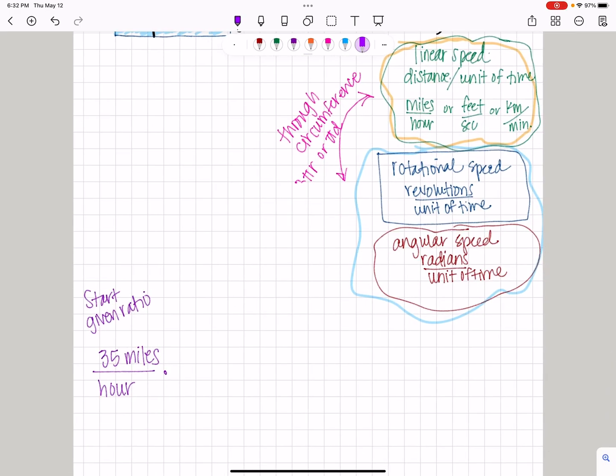And then we're going to do Phoenix Suns colors right here. We're going to end with the ratio we want. So that's what this is going to equal, the ratio that we want. And the ratio that we want is revolutions per minute.